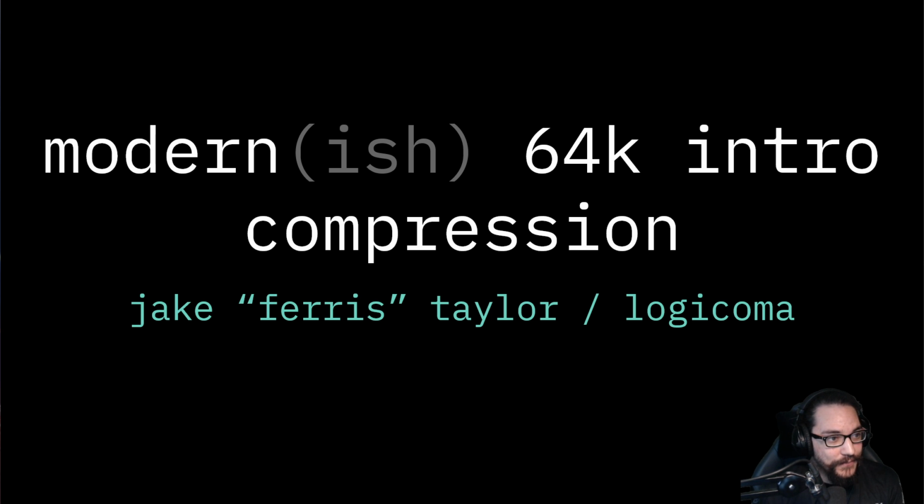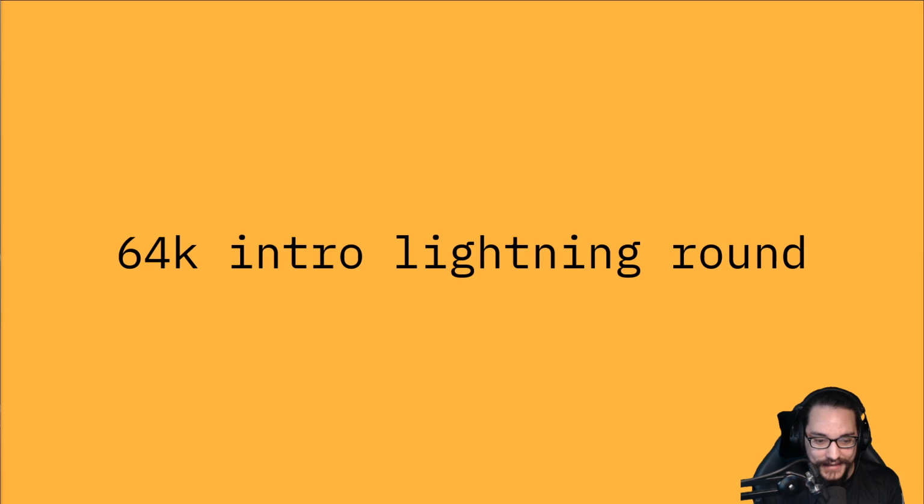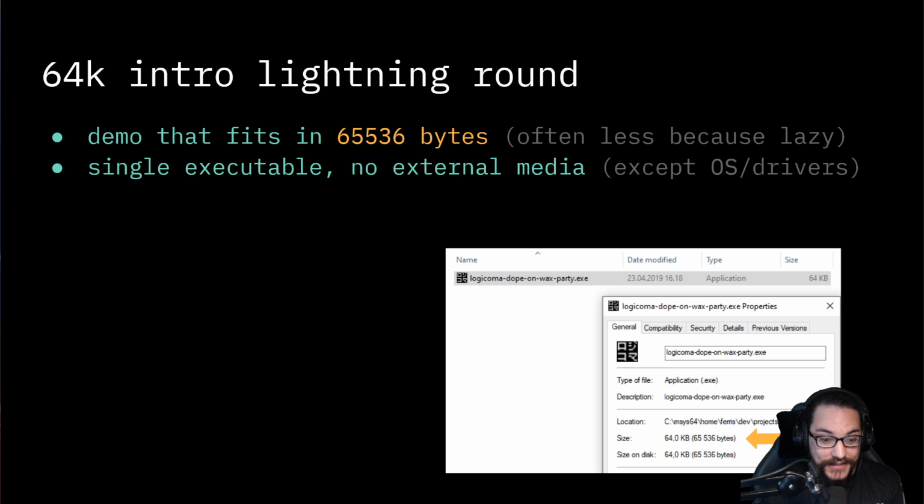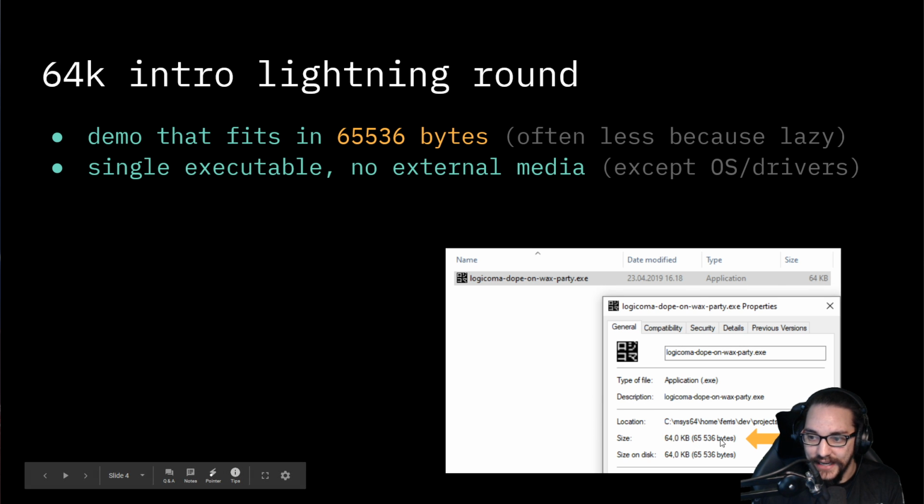I'm Ferris of Logicoma, and I make 64Ks. So if you guys have never seen a 64K before, you might actually wonder what that is. So we'll do a quick overview. A 64K is a demo, so it's real time like all the other demos you've seen, but it fits in 65,536 bytes. Usually a bit less because we're a bit lazy. It's a single executable, so there's no external media. You can see in my little Explorer window here, the size of this particular one is exactly that size.